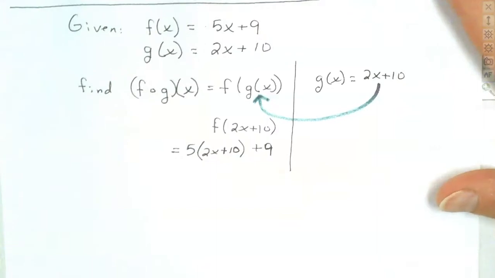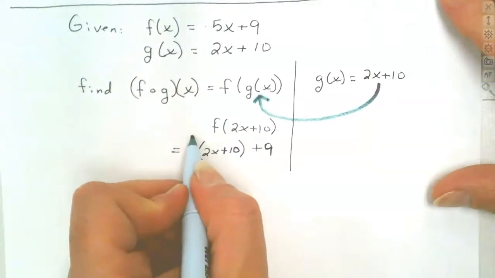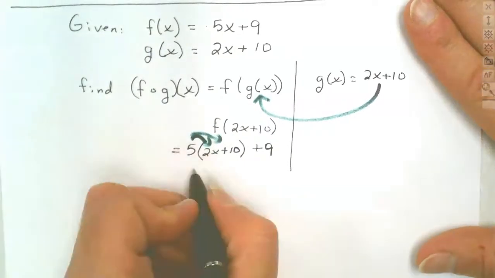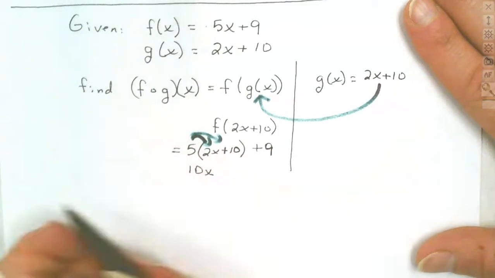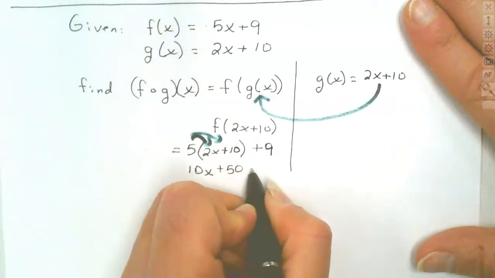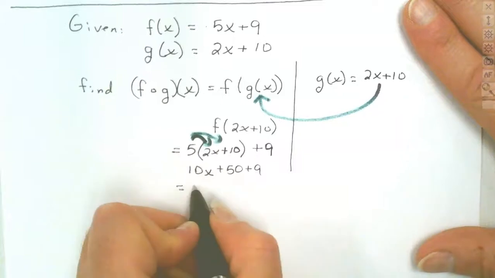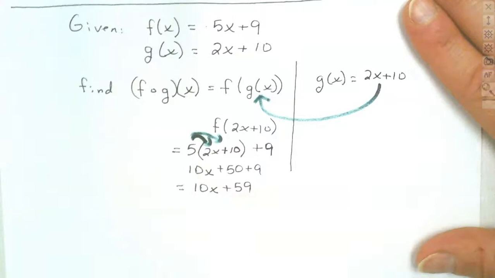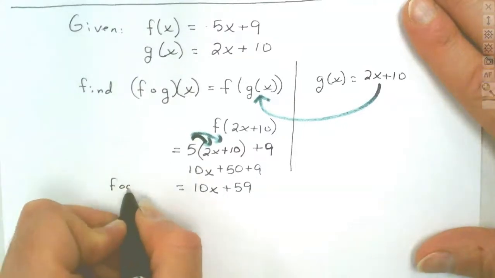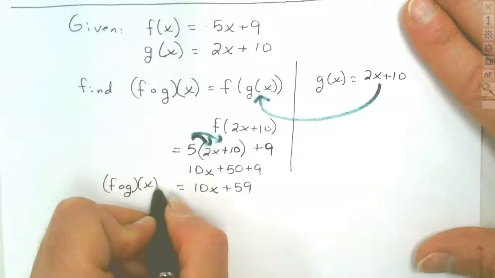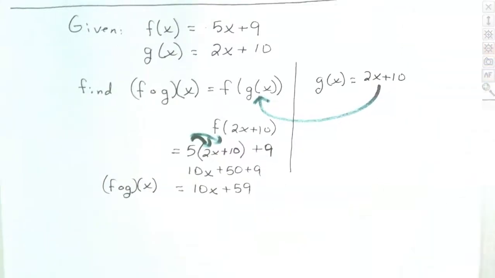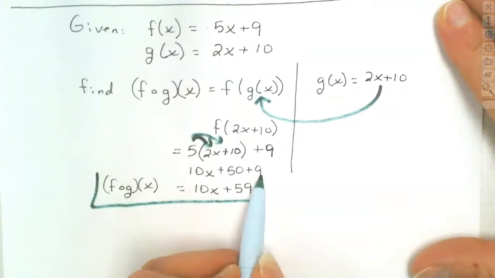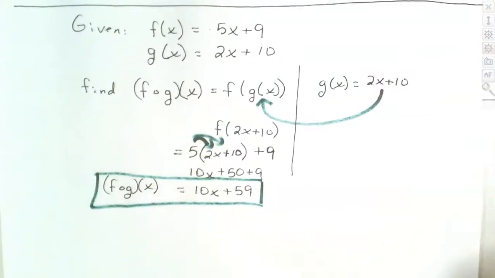And then we can simplify this down a bit. So distribute your 5 through. 5 times that 2 makes it a 10x. 5 times 10 is 50. Add them together. Then we get 10x plus 59. And that is f composed with g of x. So you're just plugging one of them inside of the other.